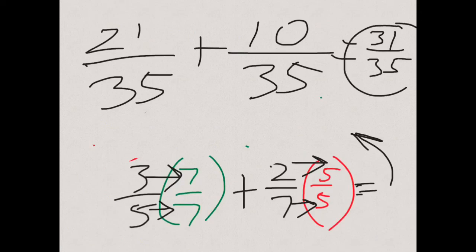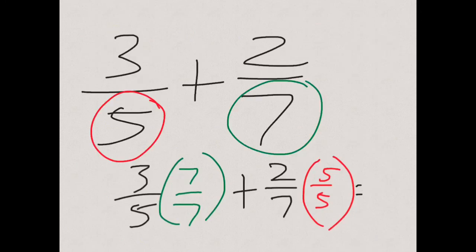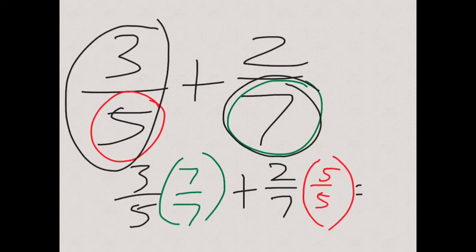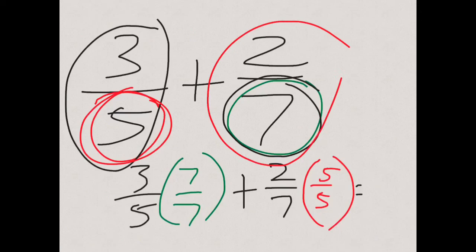And you're done. So, always look to have the same denominators. If you don't know your multiples, if you have a hard time with times tables, use the method that I just showed you, where you take the opposite fraction's denominator, and multiply the other fraction times it. And in this case right here, I took 7, multiplied it times the first fraction, and I took 5 and multiplied it times this fraction.